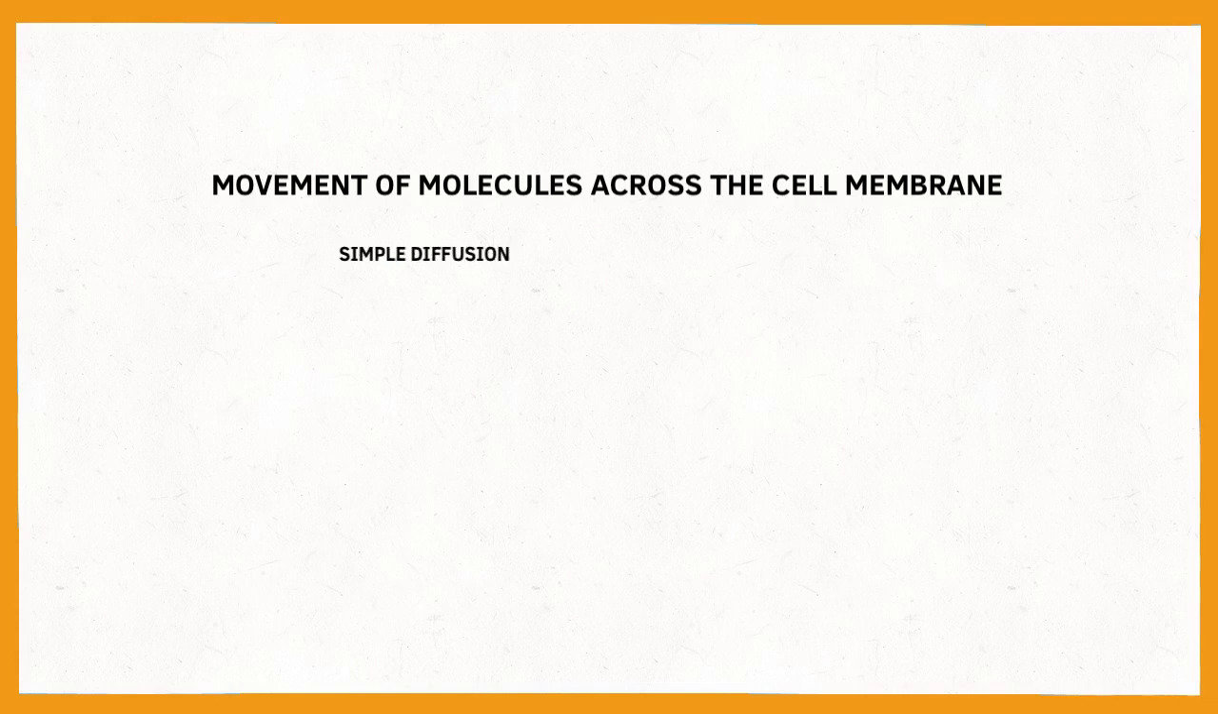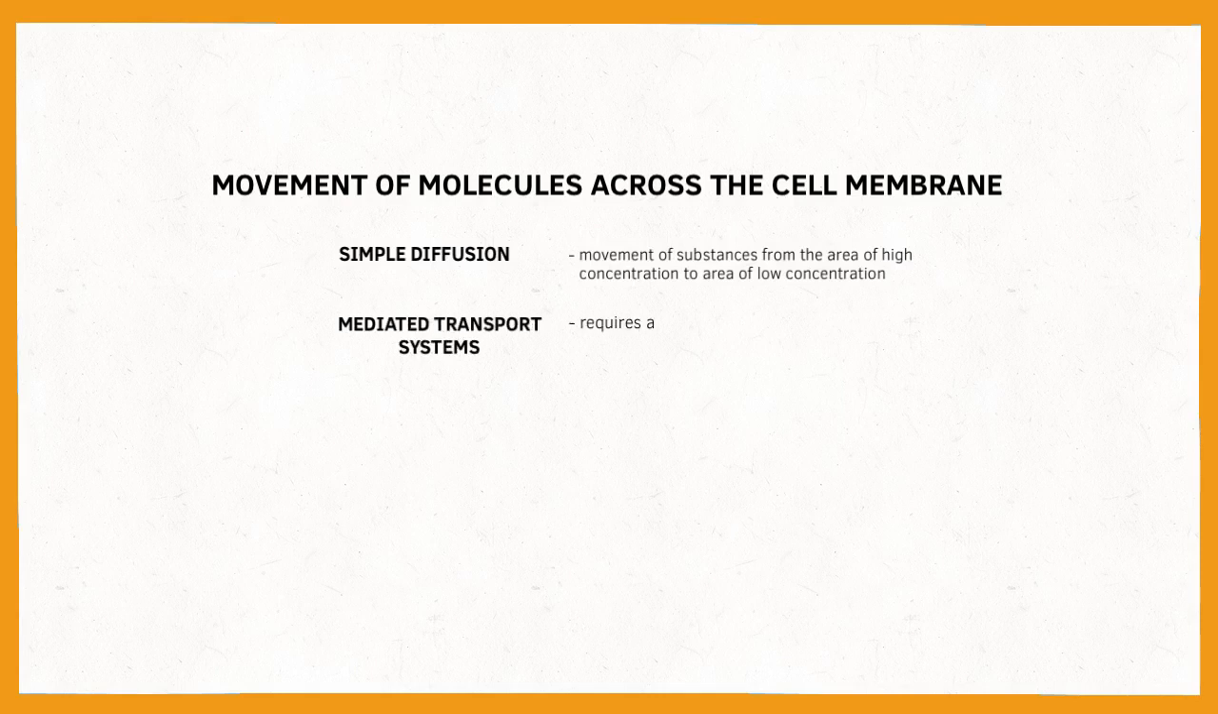Another way of movement of substances in and out of the cell is simple diffusion. Simple diffusion is the movement of substances from the area of high concentration to the area of low concentration. Another way is mediated transport systems. This requires a mediator, be it a carrier or a channel.